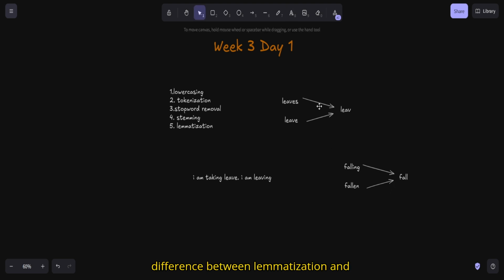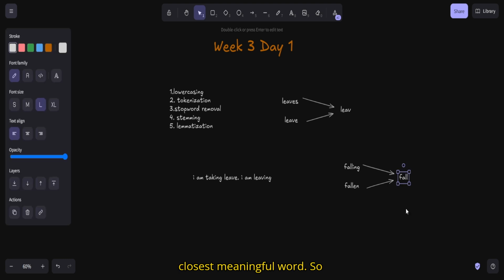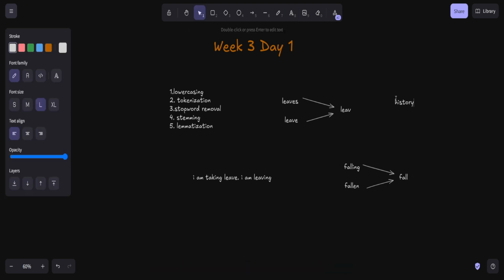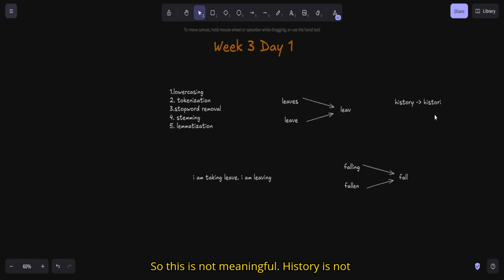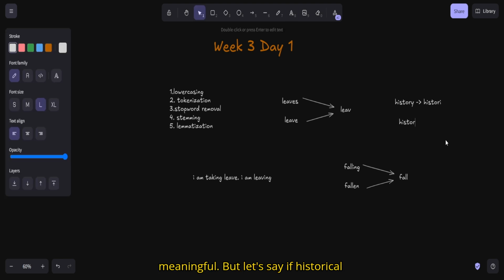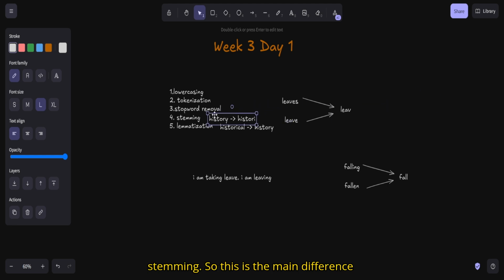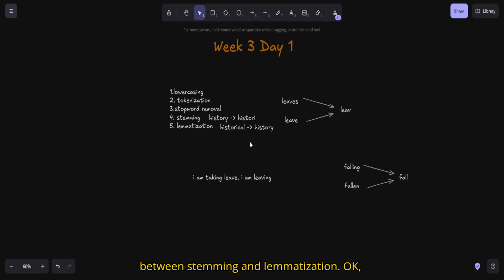So, what is the difference between lemmatization and stemming? There's one stark difference. We are doing the same thing. We are not doing a different thing. Instead of going back to its original etymological word, we are going to its closest meaningful word. So, fall is a meaningful word. Leave is not a meaningful word. For example, history is mapped to history. So this is not meaningful. But let's say if historical is mapped to history, this is meaningful. So this will be lemmatization and this will be stemming.